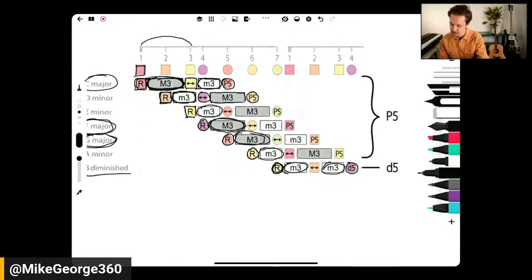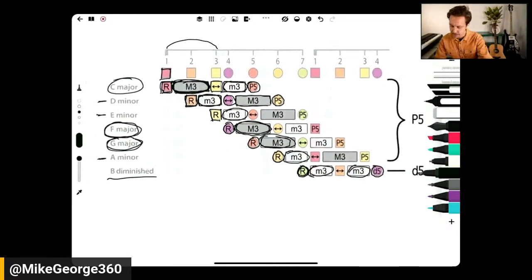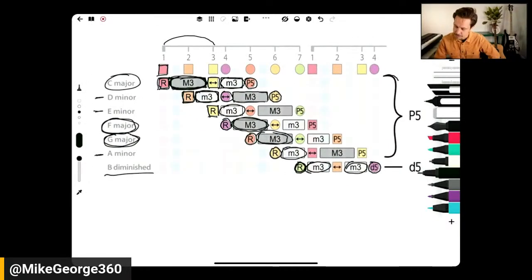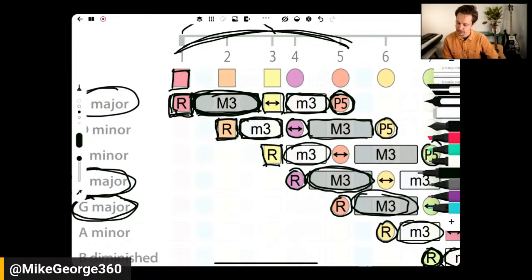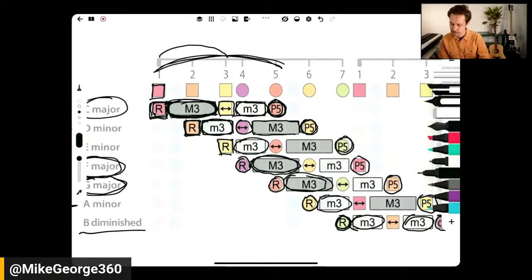So what these symbols over here mean are that for the first six chords, C major, D minor, E minor, F major, G major, and A minor, the interval is a perfect fifth. Notice how this is a perfect fifth, this is a perfect fifth, this is a perfect fifth. And by perfect fifth, I just mean that the last note in the chord is a perfect fifth above the root. So G is a perfect fifth above C. A is a perfect fifth above D. B is a perfect fifth above E, and so on.